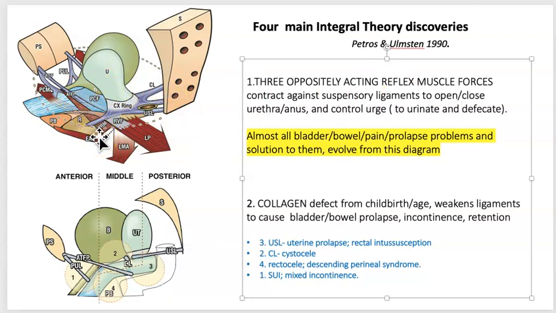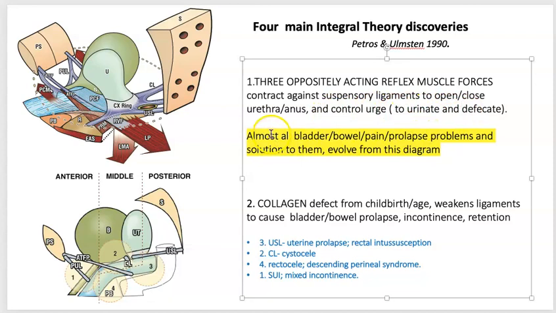to control urgency. They do this by stretching the organs, the bladder and the vagina and the rectum in opposite directions to control the stretch receptors here and here. In other words, by stretching and controlling the stretch receptors, they control the urge to urinate and defecate.